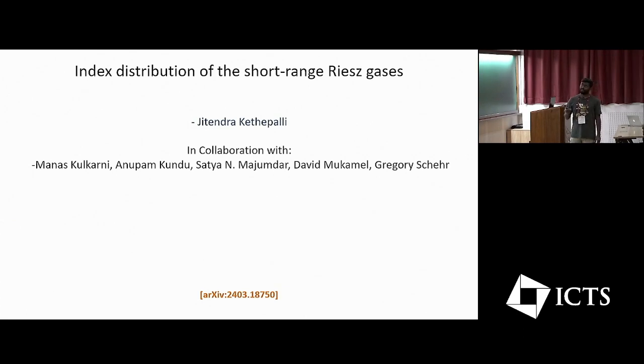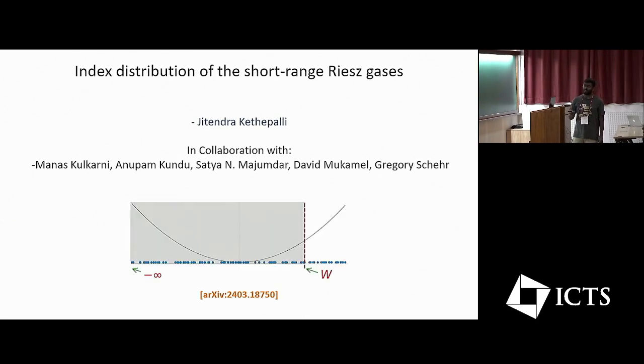So what do I mean by index distribution? Let's say there is a line, there are many particles on the line, or let's say there are points on the line. If they are distributed from some random distributions, I want to understand what is the number of particles and the distribution of that less than W. I mean, what is the distribution of the position, number of particles below W?